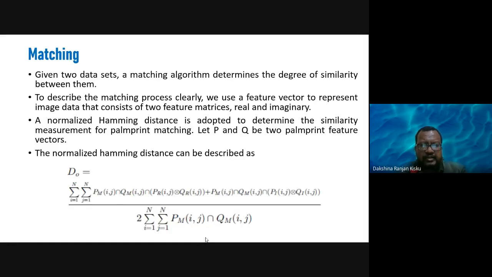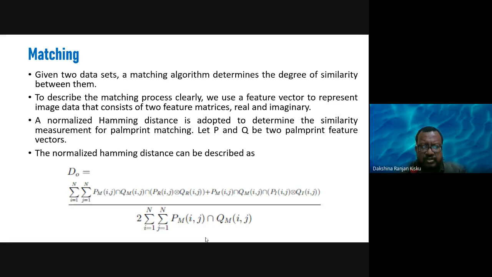Now, after extracting the texture features, we can go for matching. During matching, we will have two data sets and a matching algorithm which will determine the degree of similarity between them. If you use a particular type of features like the texture features, then for the texture feature sets, we can use the Hamming distance for matching.